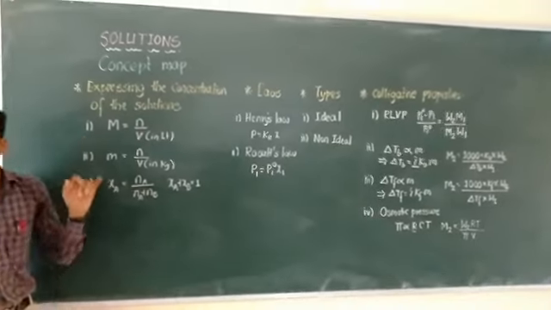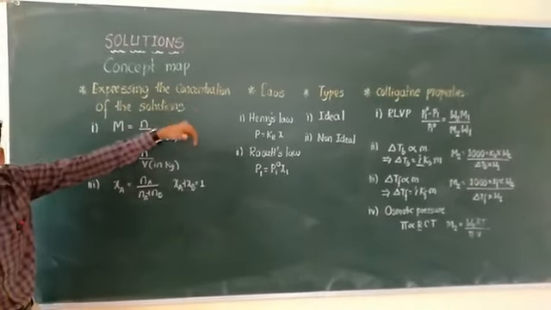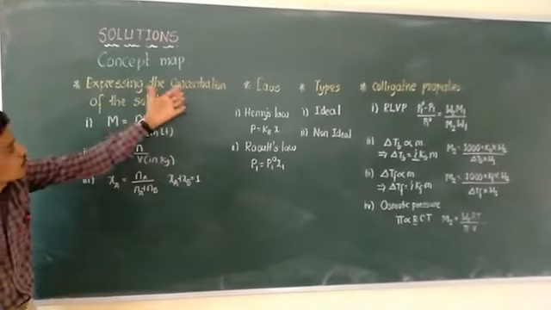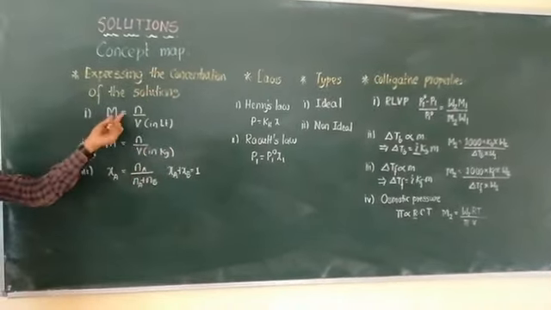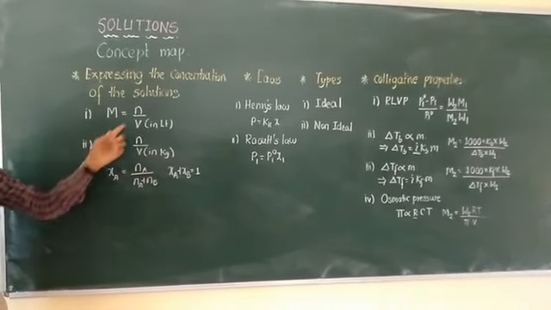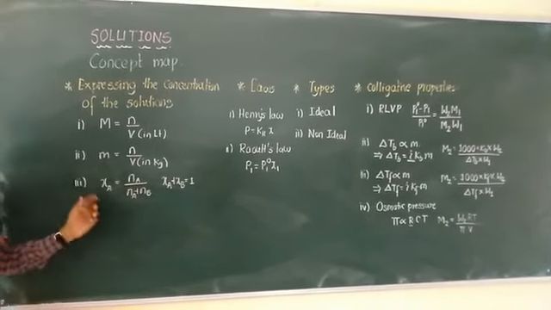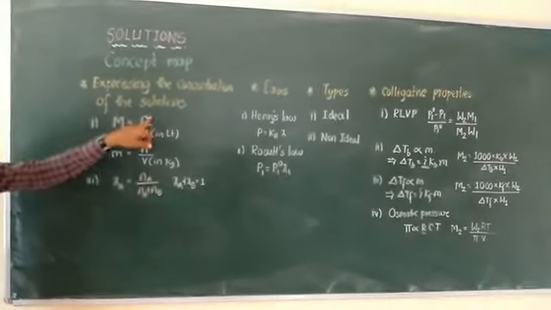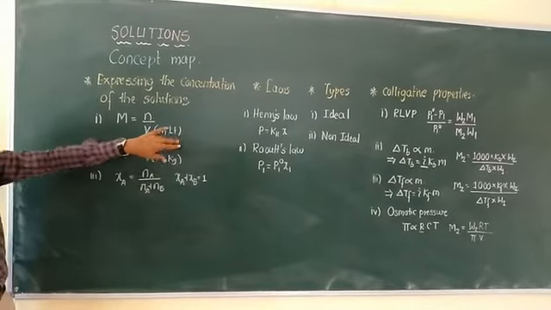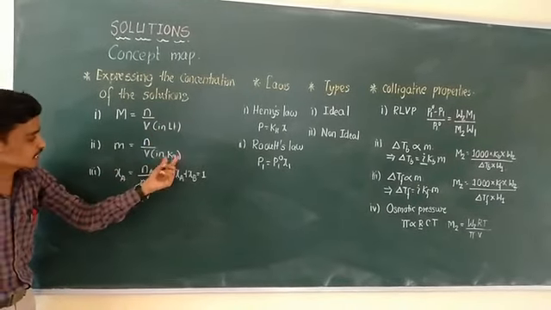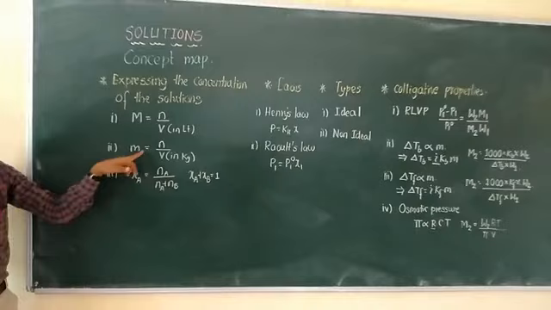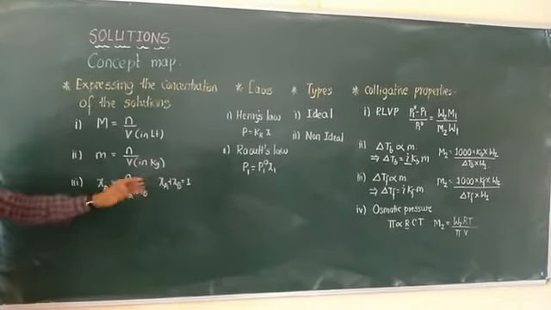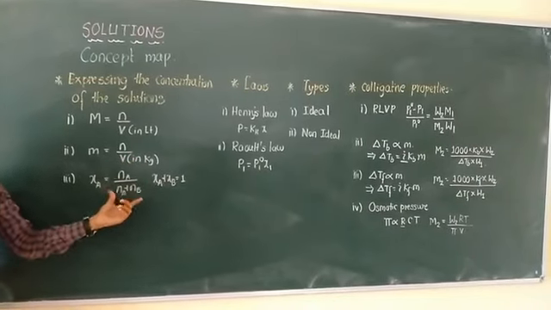The first part you already studied, that is expressing the concentration of the solution, in which three most important concentration terms are represented here: first molarity, next molality, and last mole fraction. Molarity is based on the formula n divided by V, and this volume is represented in liters. If it is represented in kgs, then it is termed molality. There is a small difference between molarity and molality, and similarly there is the mole fraction.